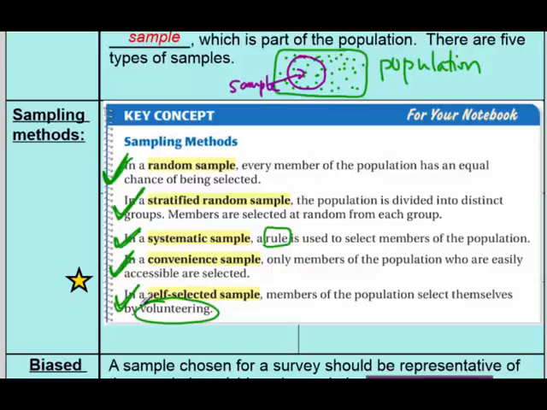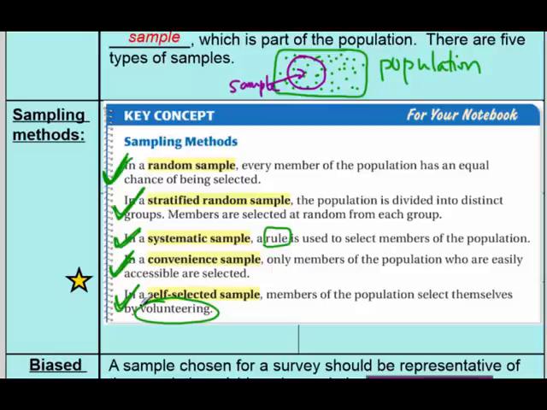It's self-selected, so I'm not going out of my way and asking someone to fill out a survey. It's if you happen to go in the office and you happen to see my survey and you want to fill it out, you fill it out. Okay? So those are the 5 different samples you can go about when you survey a particular population, what kind of samples you can dig out of.